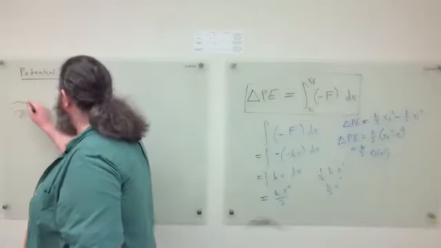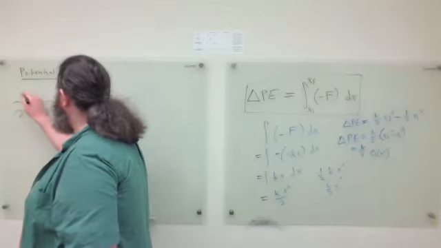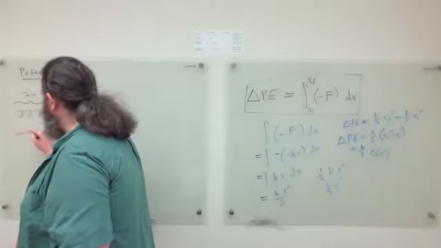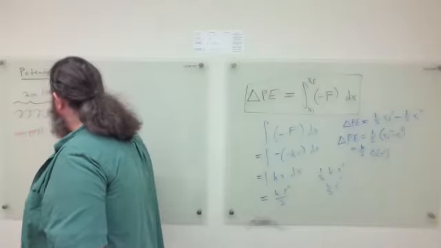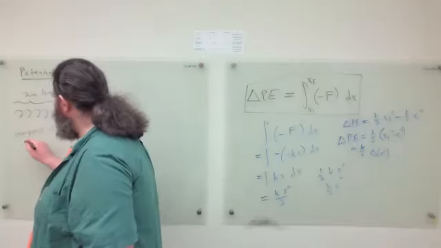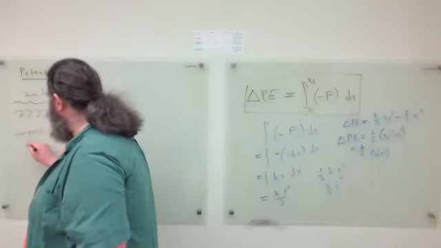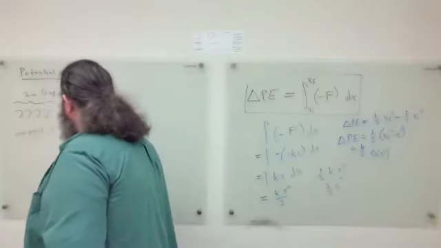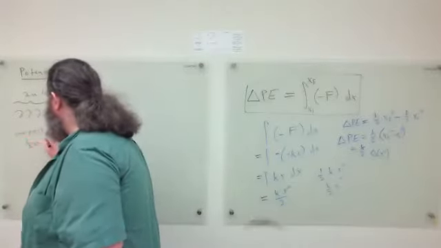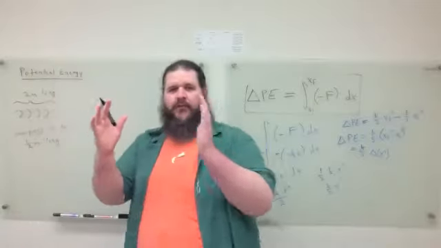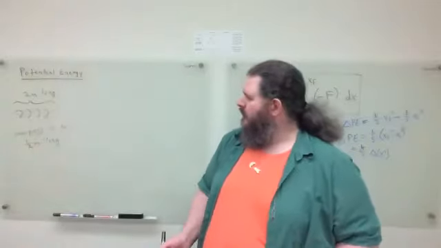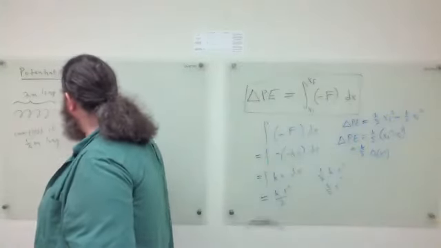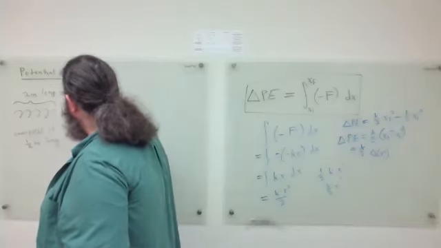If you have a spring that is, let's say, 2 meters long, and you want to compress it to, let's say, 0.5 meter long, that is 1/4 of its original length. And let's say we also know the spring constant. Let's say the spring constant is 30 newtons per meter.